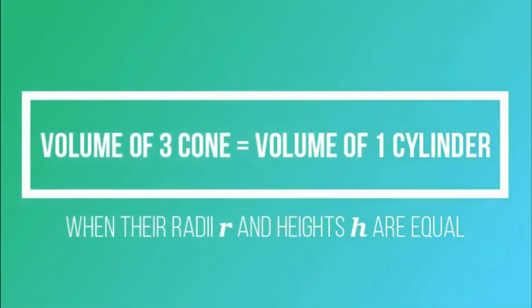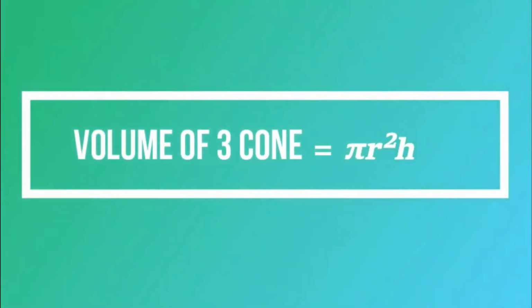Hence we can conclude from this experiment that the volume of 3 cones is equal to the volume of 1 cylinder, provided their radii r and the heights h are equal. Now recall the volume of a cylinder, which is pi r square h, hence volume of 3 cones is pi r square h.